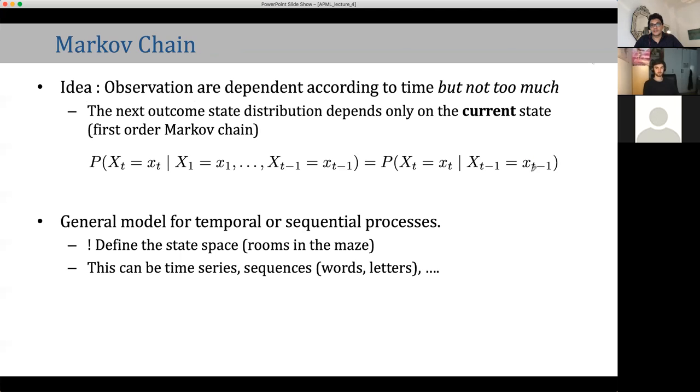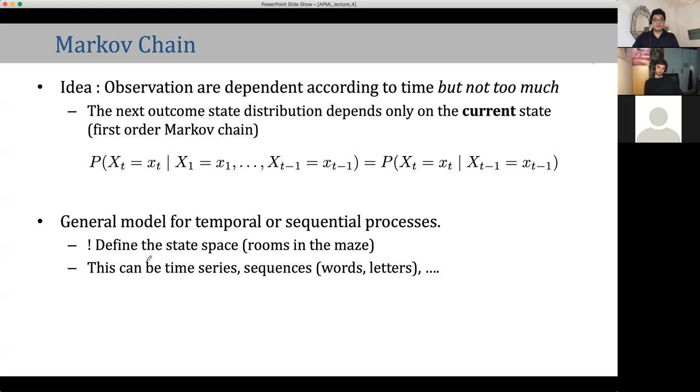You can, of course, increase the dependency a little. That doesn't change too much. You just speak about second order Markov chain or third order Markov chain, but we'll stick to that for a moment. It's enough. So the distribution of position at time t only depends on the position at time t minus 1, so on the previous one. And it's a very general model for temporal or sequential processes.